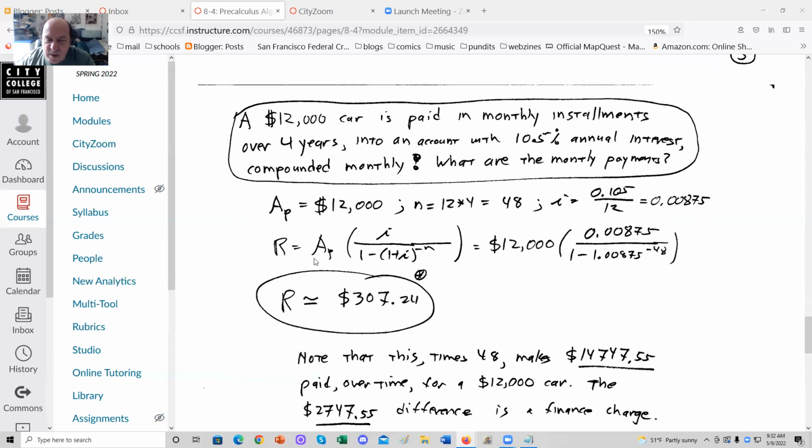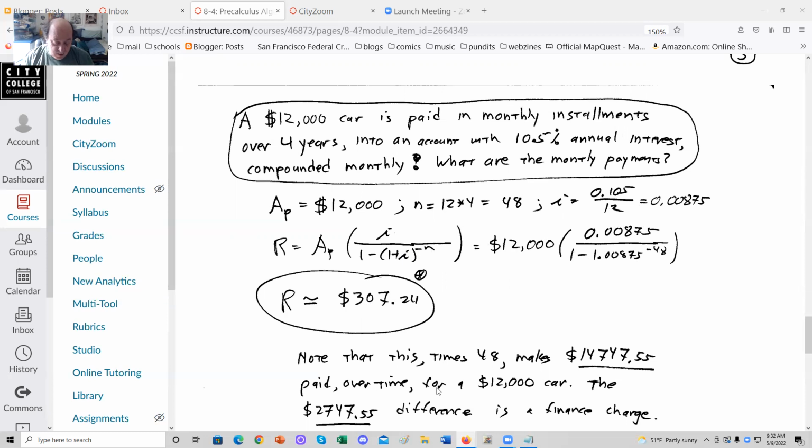Okay, the regular payment is the present value times i over 1 minus (1 plus i) to the negative n. The present value is 12,000. We put that there. i, we worked out as 0.00875, over 1 minus 1.00875 to the negative n, that's negative 48. Here this is, and churn, out comes $307.24. It's $307 per month paid over 48 payments.